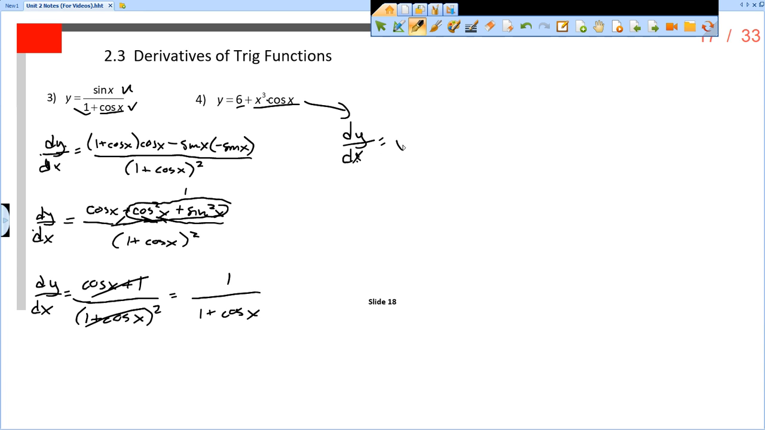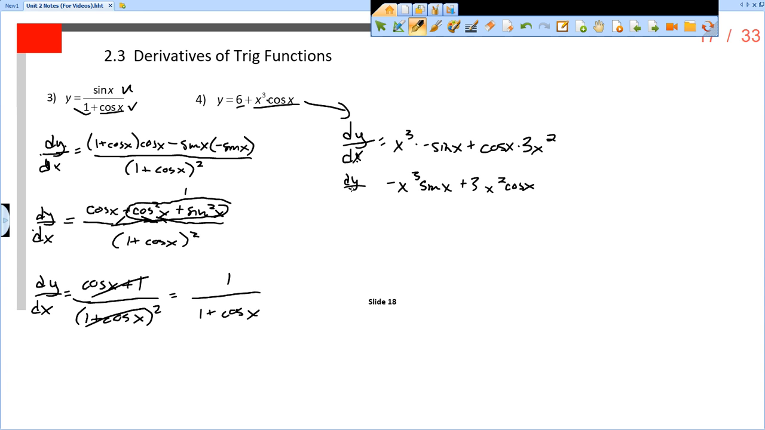Now we need the product rule. x cubed times the derivative of cosine, which is negative sine of x, plus cosine x times the derivative of x cubed, which is 3x squared. And so then I would rewrite it as negative x cubed sine of x plus 3x squared cosine x.